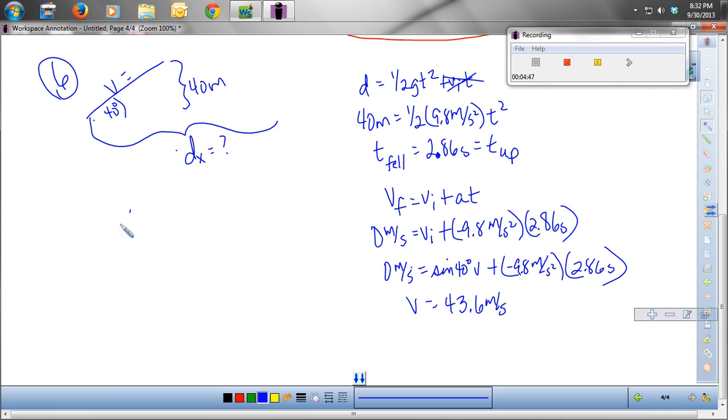So I want dx. dx is equal to vxt. So that's going to be the cosine of 40 times 43.6 times the total time, and the total time is 2 times 2.86, so that's going to be 5.72 seconds, I think. So when I did that, I got dx to equal 191 meters.